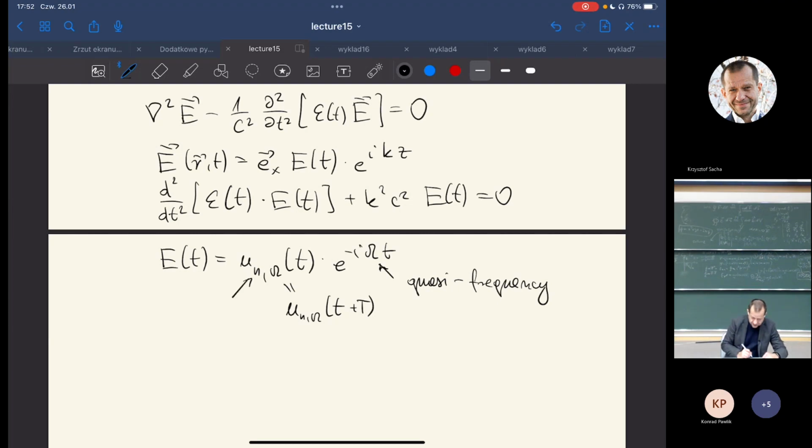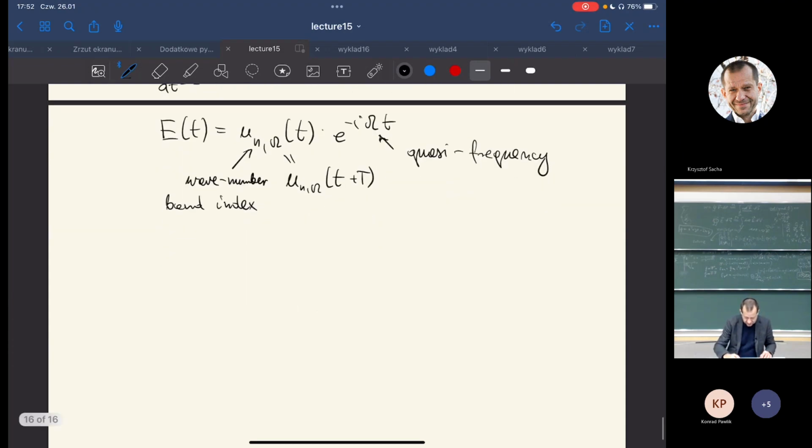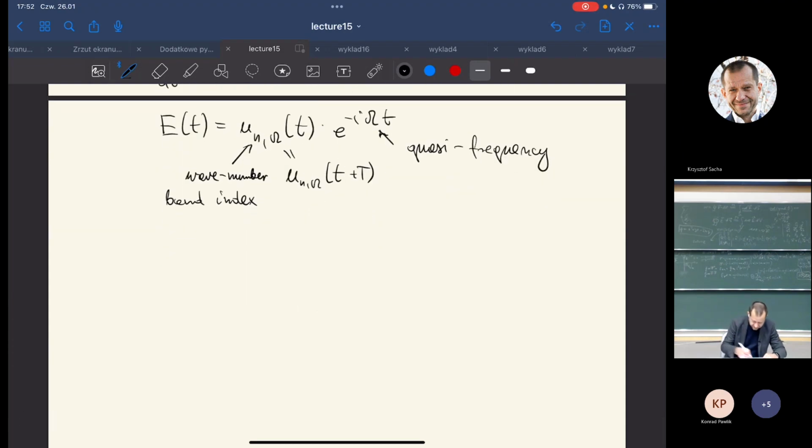And now that is the index corresponding to the wave number band index. And again, like usually in the Floquet system, we can restrict to the Floquet zone.